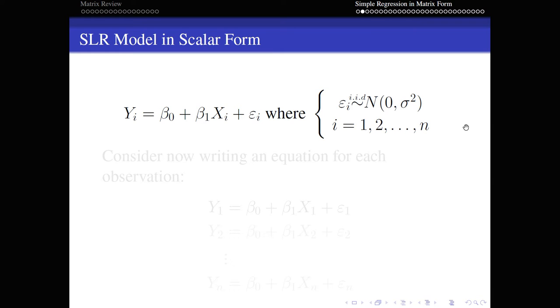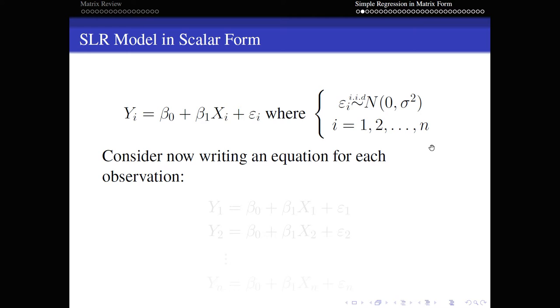So let's revisit the scalar form of the simple linear regression model. We have our y equals beta 0 plus beta 1 x, and then epsilon, where the error was independently and identically distributed as a normal with a mean of 0 and a variance that was constant at sigma squared. We also had observations that went from 1 to little n.